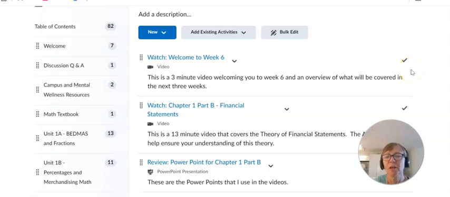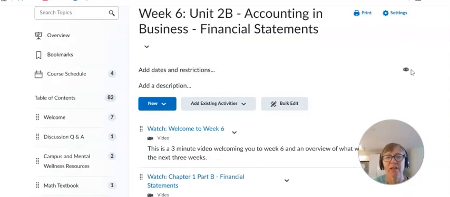So in this week we are going to continue working in chapter 1 in our accounting books, Accounting in Business. And in this unit, which I have labeled 2B, we're going to start looking at financial statements.